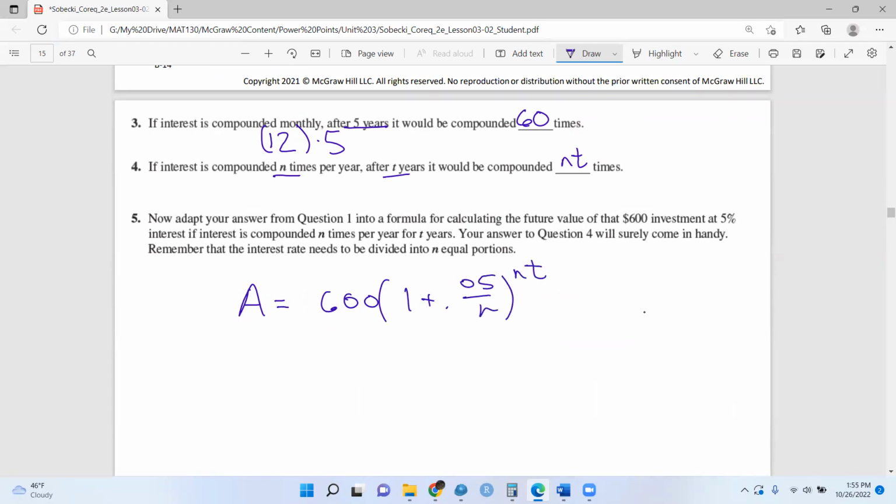This is how we can calculate the amount of interest earned. Actually, it's the future value, not the amount of interest. The future value on an account that gets compounded n times per year.